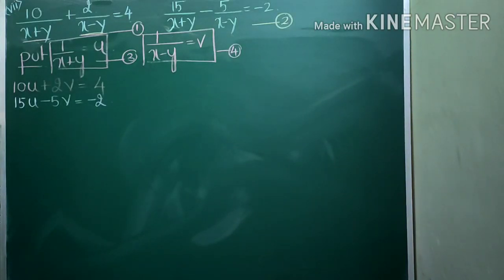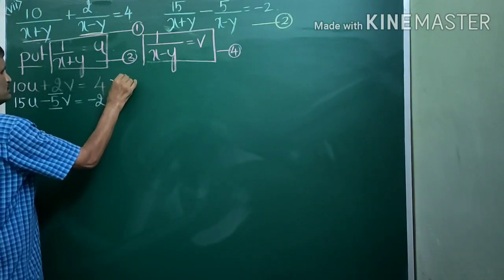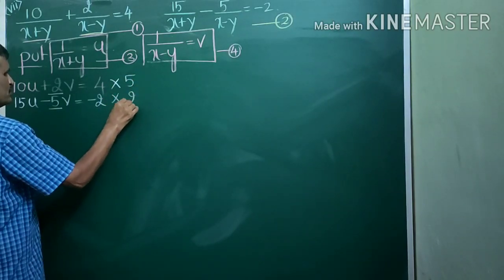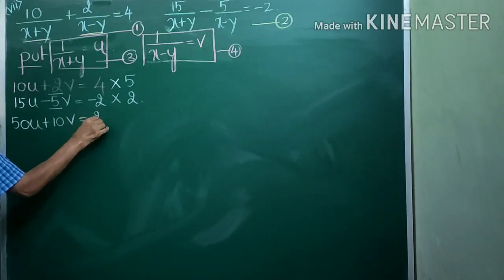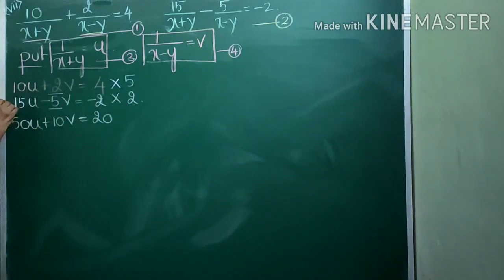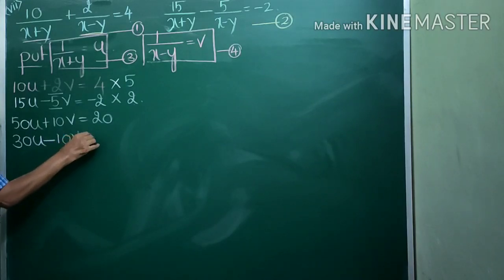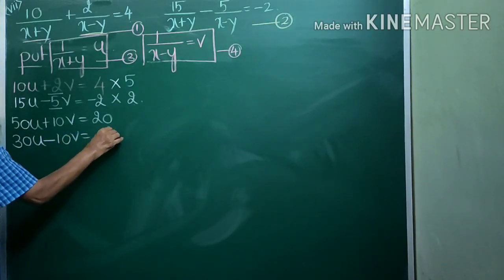Now let us say we are eliminating v. If at all I have to eliminate v, then we have to make the coefficients equal. So in that case, you multiply this equation by 5 and this equation you multiply by 2. Let us see what we get. If I multiply this by 5, then I will get 50u plus 10v is equal to 20. This will be equal to 30u minus 10v is equal to minus 4.